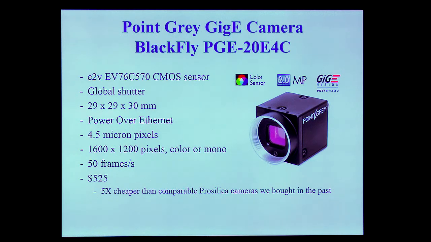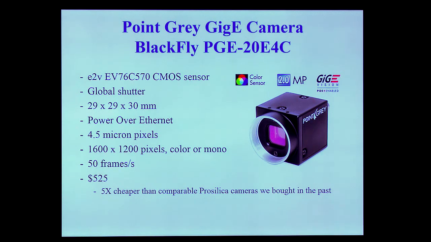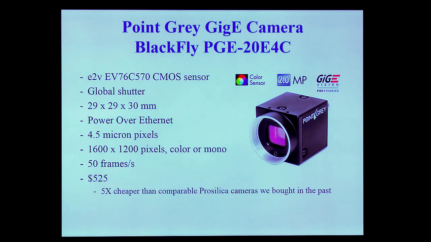So this is one of the inexpensive 1 gig E cameras. This one happens to be about $500, and this is about 5 times cheaper than the Prosilica cameras that we were getting in the past with comparable performance. And this one happens to be power over Ethernet. So you don't need a separate power supply, but you do need a power over Ethernet switch.